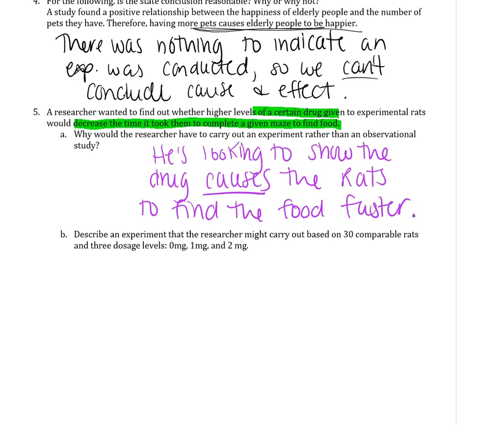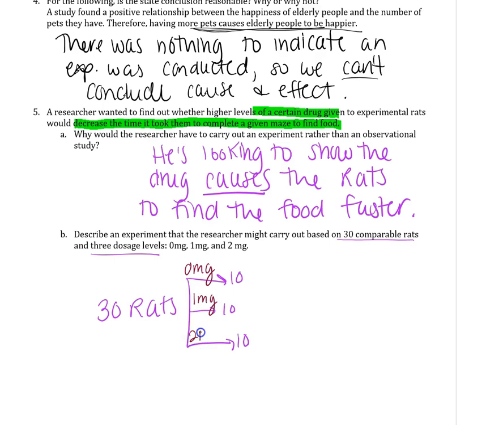Describe an experiment that the researcher might carry out based on 30 comparable rats and 3 dosage levels. So we have our 30 rats, and we want to divvy them up into 3 about equally sized groups, so we'll say 10, 10, and 10. And those groups would also be divided up by how many milligrams of the drug they're getting. So 0 milligrams, that would be my control group. 1 milligram would be a treatment group, and 2 milligrams would be another treatment group. Okay, and I'm going to compare those. In order to split those rats up, I'd have to use random assignment.